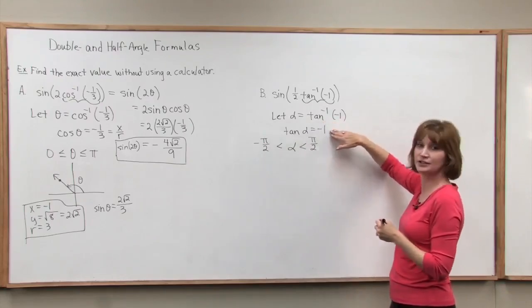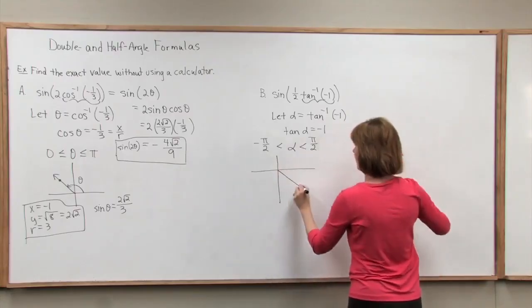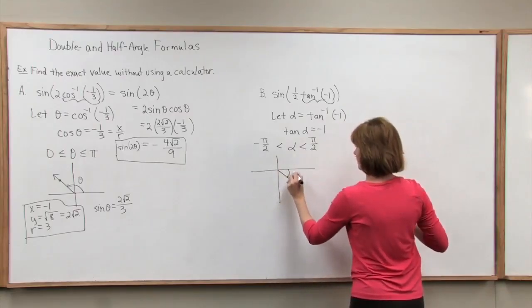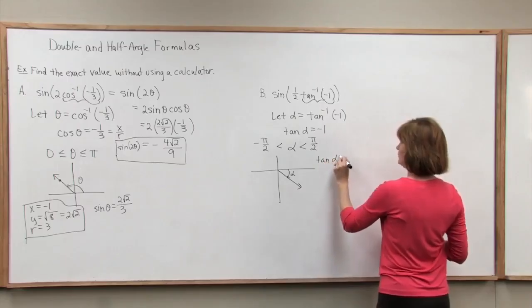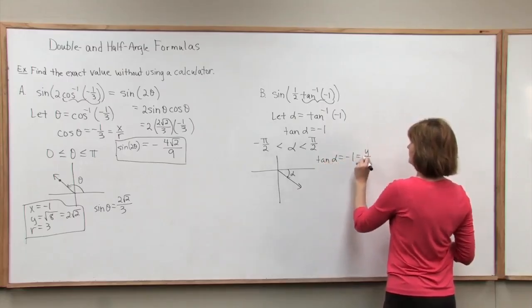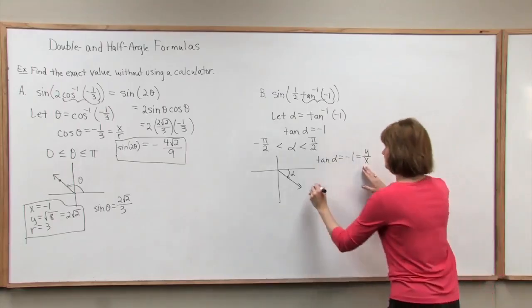Well, we know the tangent is negative, so we know that the terminal side lies in quad 4. And remember, the tangent is y over x. So we're going to have to figure out our coordinates again.